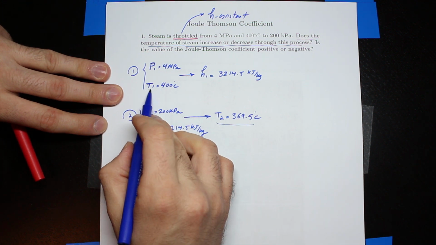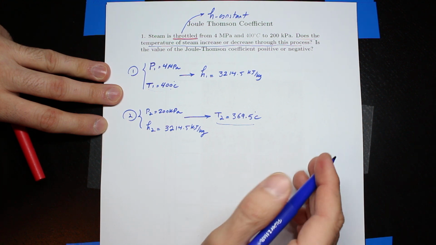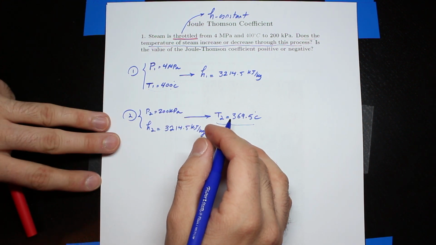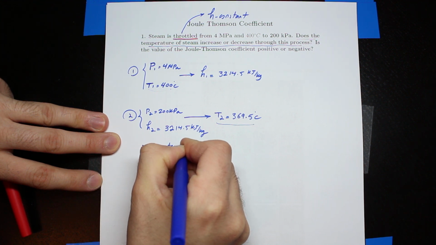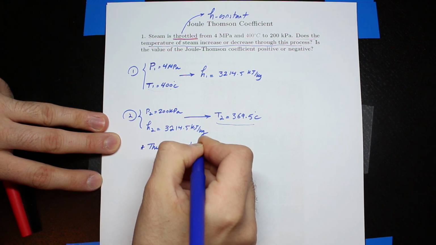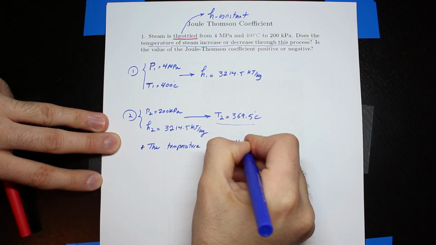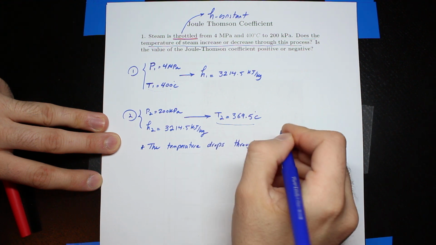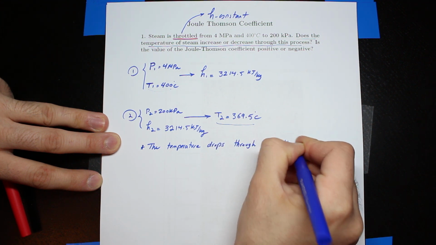So temperature initially was 400 degrees C and then the temperature is 369. So definitely the temperature is dropping through this process. So the temperature drops through throttling. That was the first part of the question.